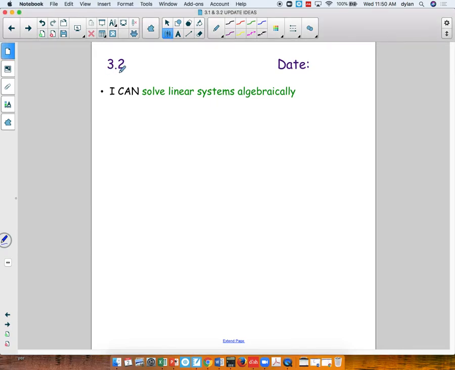So take a moment to set up your note sheet with the date and the lesson on the top, and the first line should be the I can statement. You can pause your video to set that up and then resume.